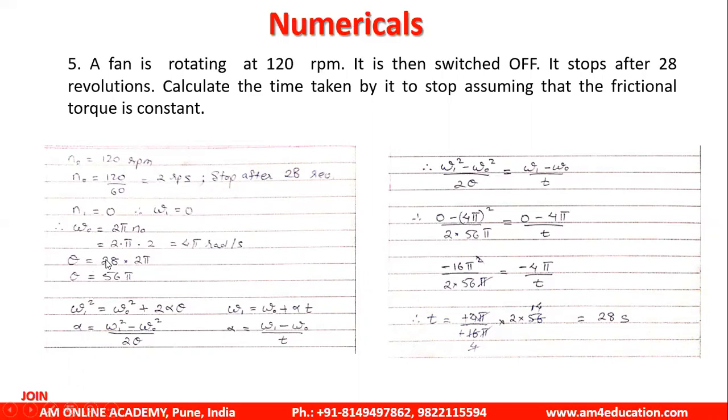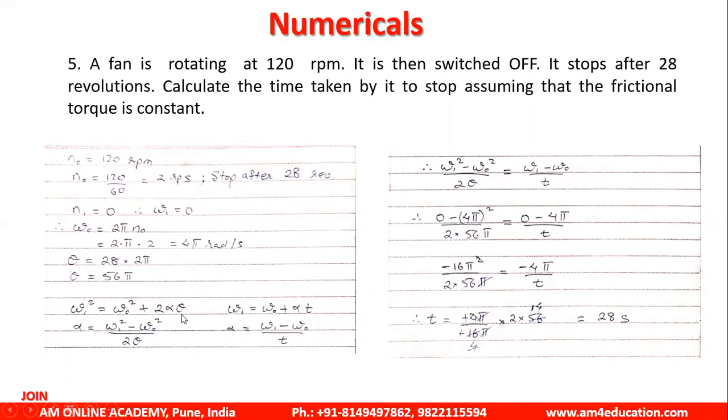Now the theta. It makes 28 revolutions, and in each revolution it makes an angle of 2 pi. So in 28 revolutions it will make 56 pi radian. The angle made by the fan, by one particular tip of the fan, is 56 pi radian. So in short, it's covering an angular displacement of 56 pi radian.